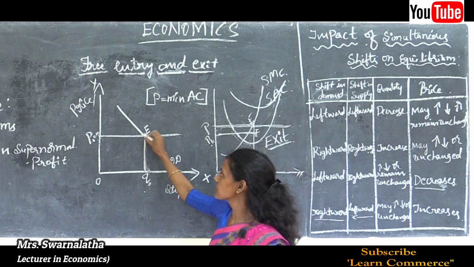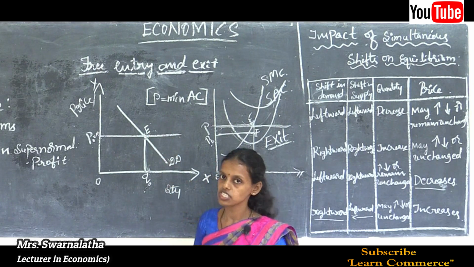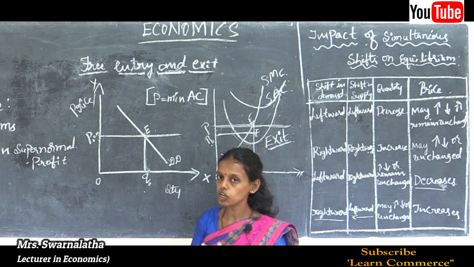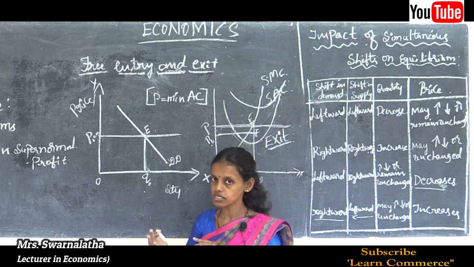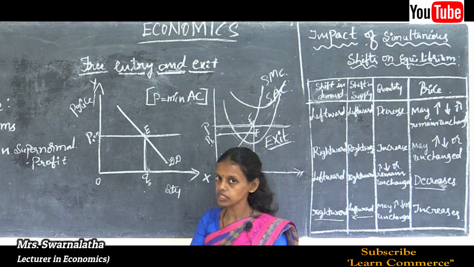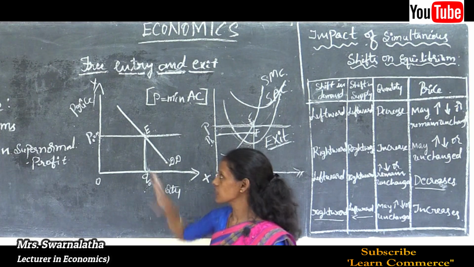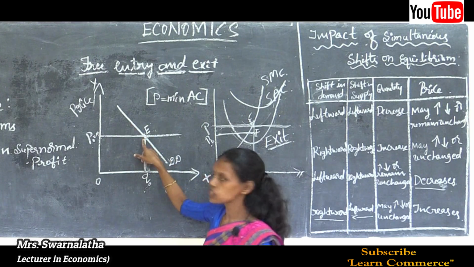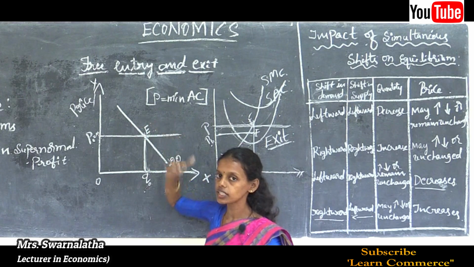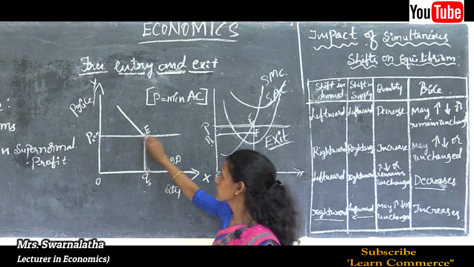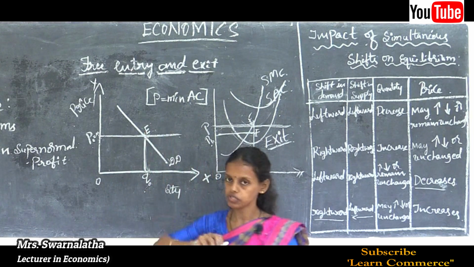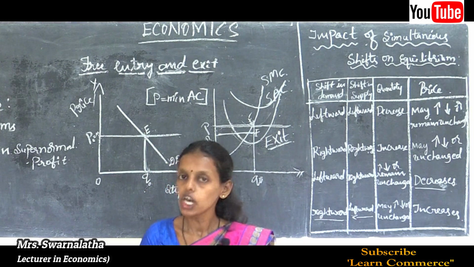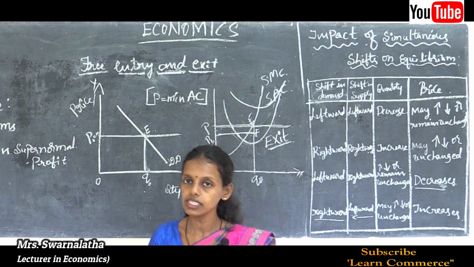Here you can see the free entry and exit of the firms. Under the normal profit, any firm can continue their business or they can go out from the business. That is the decision left to the entrepreneur. They can enter into the industry in this situation or they can exit from the industry because of minimum profit. Minimum profit is nothing but normal profit earned by the firms.